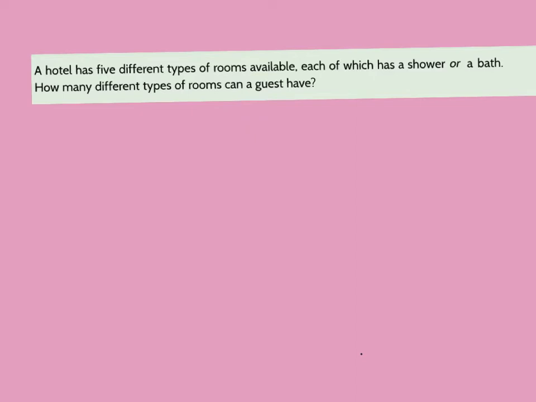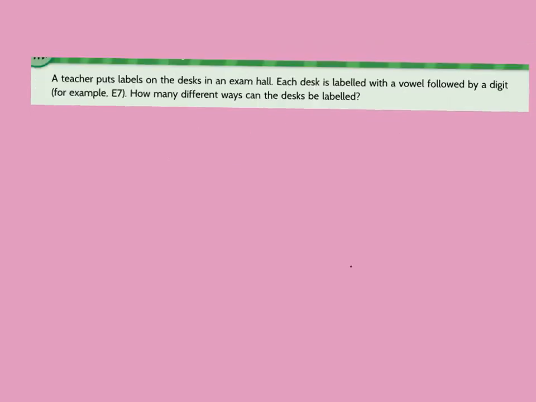Okay, so that is 5 different types of rooms. So that's 5 multiplied by, and there's 2 types of bathrooms, either one with a shower or a bath. So that'll be 10 different types in total.